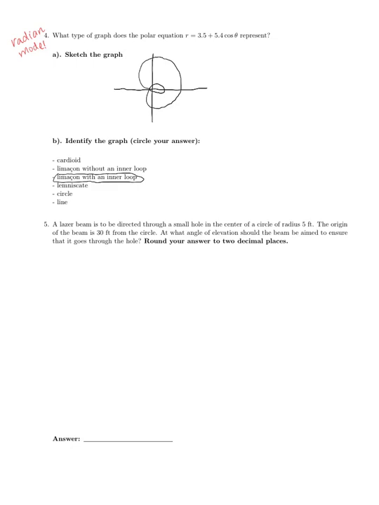Okay, so number 5, a laser beam is to be directed through a small hole in the center of a circle of radius 5 feet. The origin of the beam is 30 feet from the circle. At what angle of elevation should the beam be aimed to ensure that it goes through the hole? Round your answer to 2 decimal places.